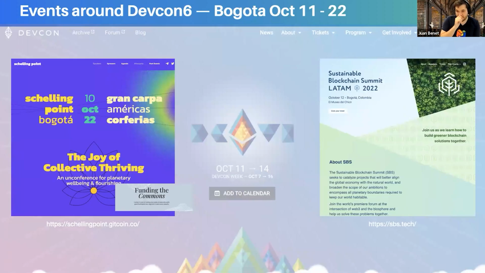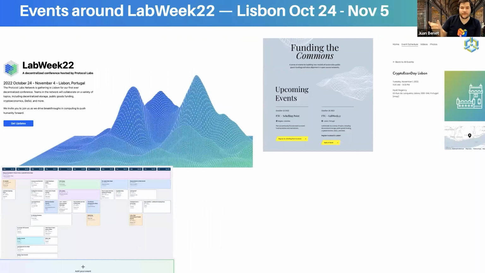Some quick pointers around. There's going to be a bunch of events around DevCon, Shelling Point, Funding the Commons, Sustainable Blockchain Summit, and then Lab Week right after DevCon in October and November. Funding the Commons, CryptoEcon Day, and a bunch of other stuff.